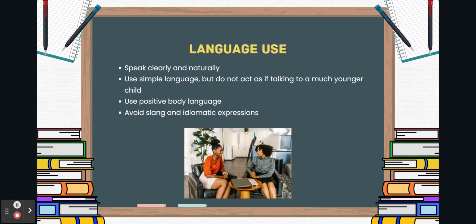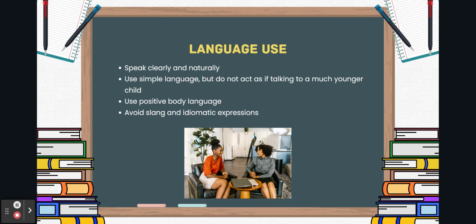Educators can monitor their own language use in order to make themselves more comprehensible to students. So, if educators speak clearly and naturally and use simple language, they can be more easily understood by students. However, it's important not to act as if you're talking to a much younger child or dumb down your language.